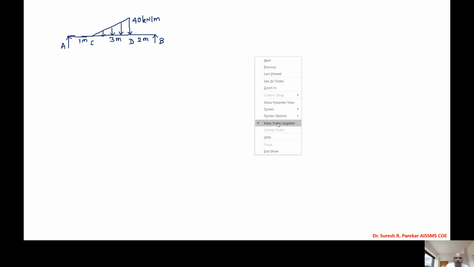Now I have taken the third problem, where we have a UVL, and we have a total load which will act at the centroid. What will be my total load? It is the area of this, so 1/2 into 40 into 3, which gives 20 into 3, that is 60 kilonewtons. Now where will it act? This is a right angle, so it will act at L by 3, so 1 meter from D, and then 2 by 3, so this distance is 2 meters from C. We are interested to find the values of RA and RB.